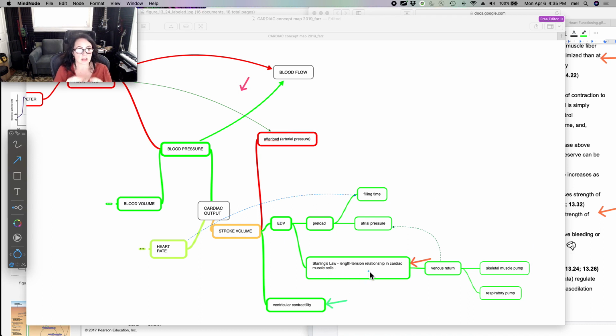And with Starling's Law, it says that if you stretch the ventricles so that the sarcomere gets to an optimum length, then you are going to get a stronger contraction because of that. But this is volume dependent, and it's independent of the nervous system. Volume dependent, independent of the nervous system, okay?